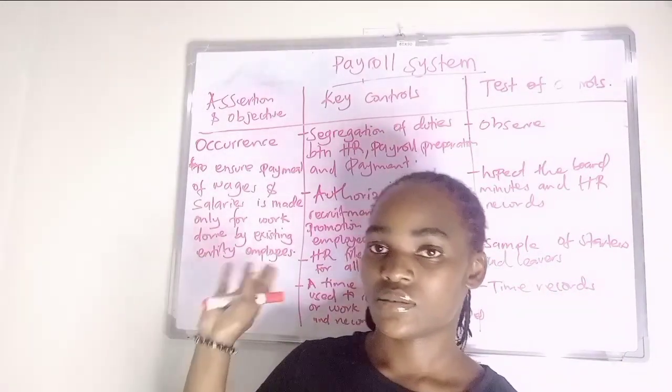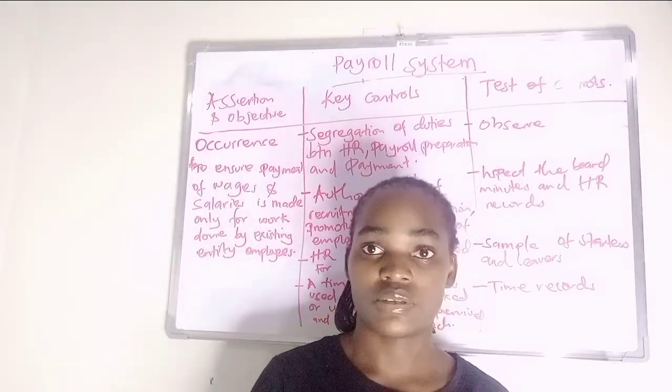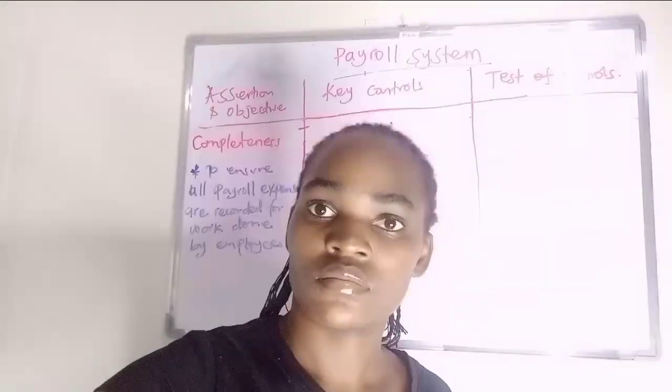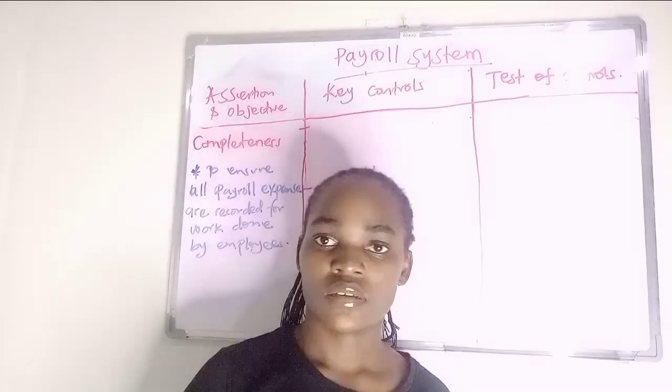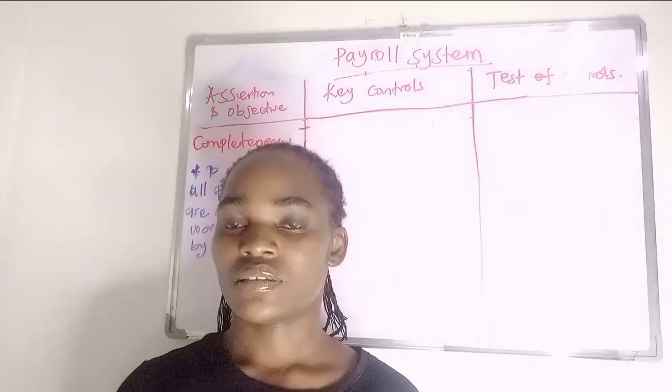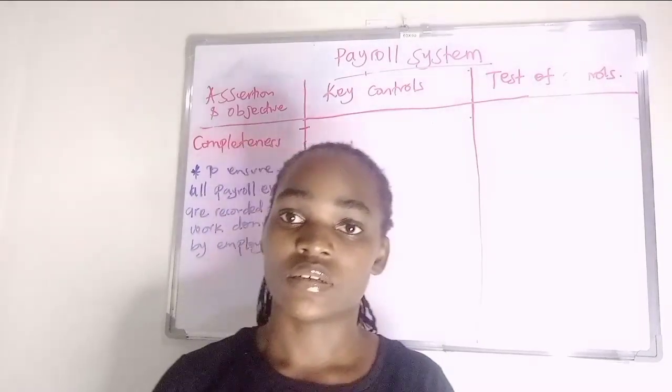So that is all about the occurrence assertion. We are going to the next assertion, which is completeness. So the second assertion is completeness. Completeness is making sure that everything that is supposed to be included is included.